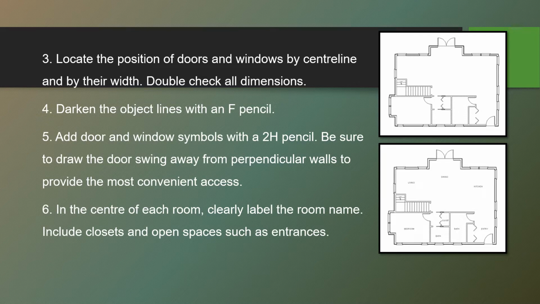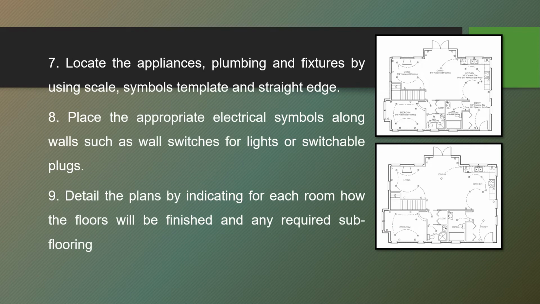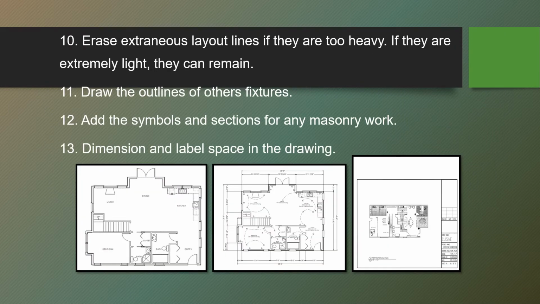Number 6, in the center of each room, clearly label the room name, including closets and open spaces such as the entrance. Number 7, locate the appliances, plumbing and features using scale, symbols, templates and a straight edge. Number 8, place the appropriate electrical symbols along walls, such as wall switches for the lights and switchable plugs. Number 9, detail the plan by indicating for each room how the floor will be finished and any required subflooring. Number 10, erase the extraneous layout lines if they are too heavy. If they are extremely light, they can remain.